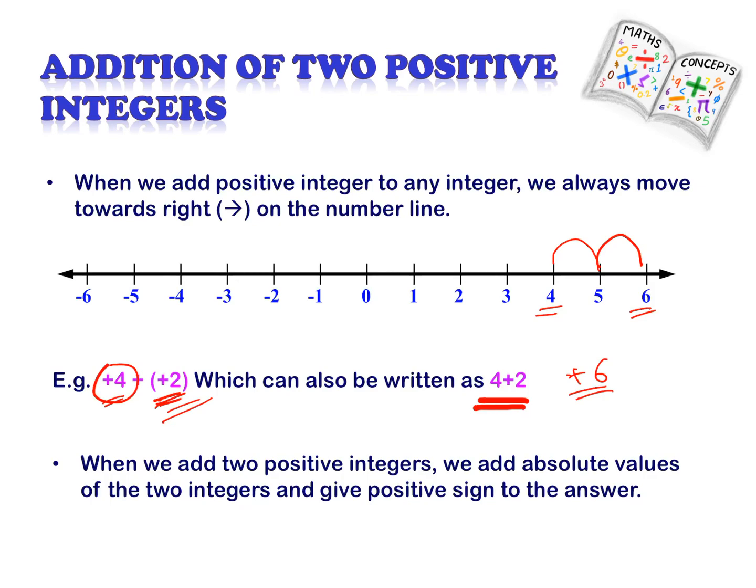What is the generic rule for adding 2 positive integers? When we add 2 positive integers, we add their absolute values and give a positive sign to the answer. So the absolute value of plus 4 is 4, the absolute value of plus 2 is 2, and we add them and give it a positive sign. Okay, let's solve a few examples for this.